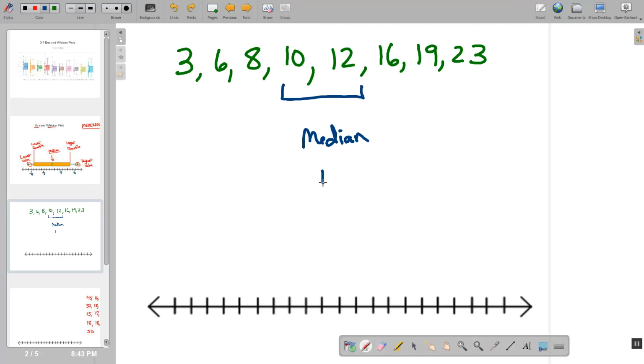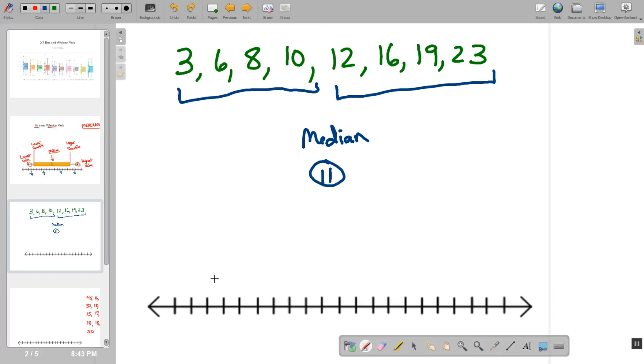So that means the median of our set is 11. So we have split our set into 2 halves. We have the larger half up here and the lower half down here, with the median being the middle of the set. Now I'm going to go down here on my number line.